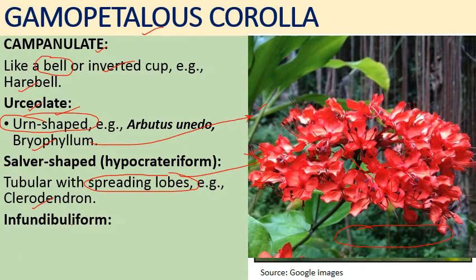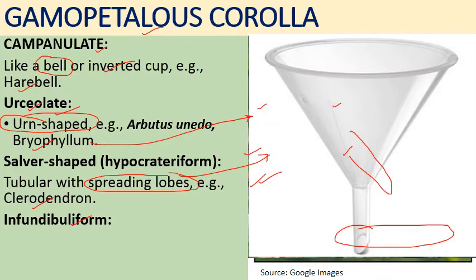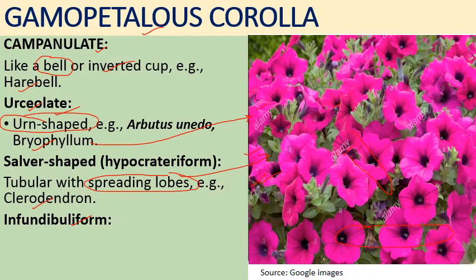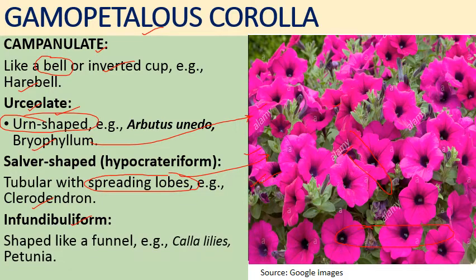Next comes infundibuliform. Infundibuliform corollas are funnel shaped corollas. So corollas that are like the shape of a funnel are called infundibuliform corollas. This is the photograph of lily and this is the photograph of petunia, which is infundibuliform. So shaped like a funnel. These corollas are funnel shaped. For example, in case of calla lilies and petunia, this is the photograph which shows petunia.